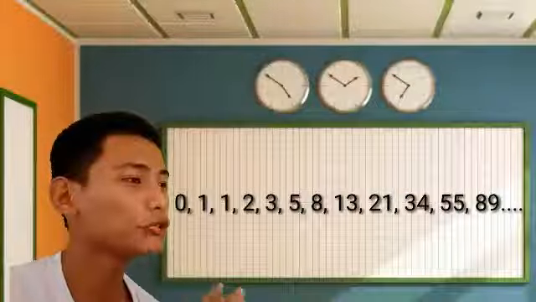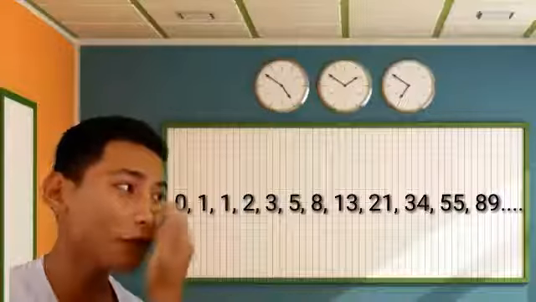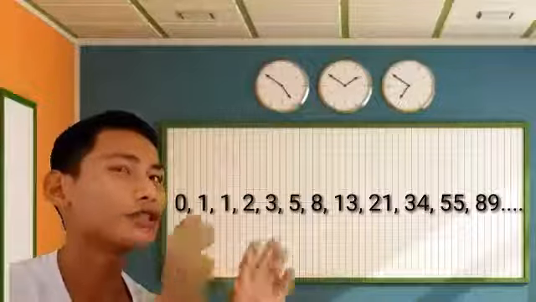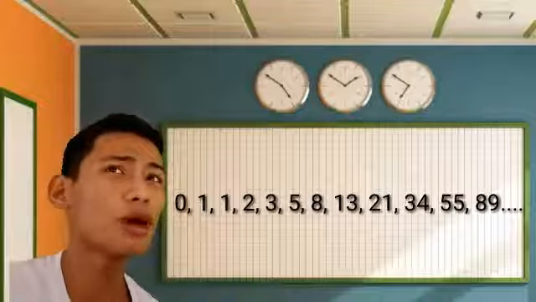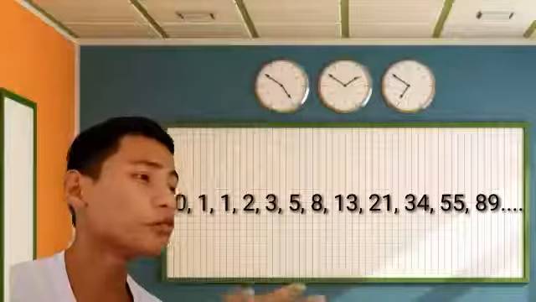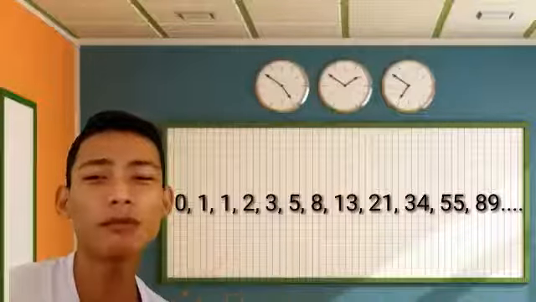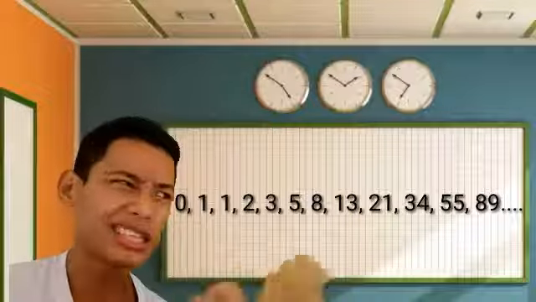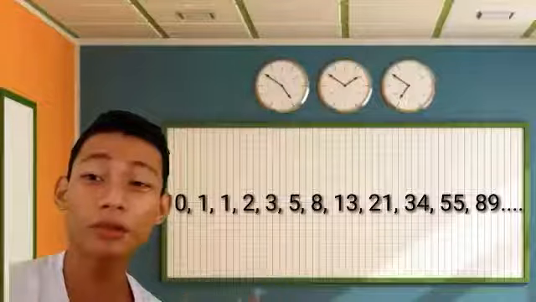We have an example here: 0, 1, 1, 2, 3, 5, 8, 13, 21, 34, 55, 89, and so on and so forth. So, starting with 0 and 1, each term is the sum of the two previous terms. So, the formula is a sub 3 is equal to a sub 1 plus a sub 2. That example is one of the examples of the Fibonacci sequence.